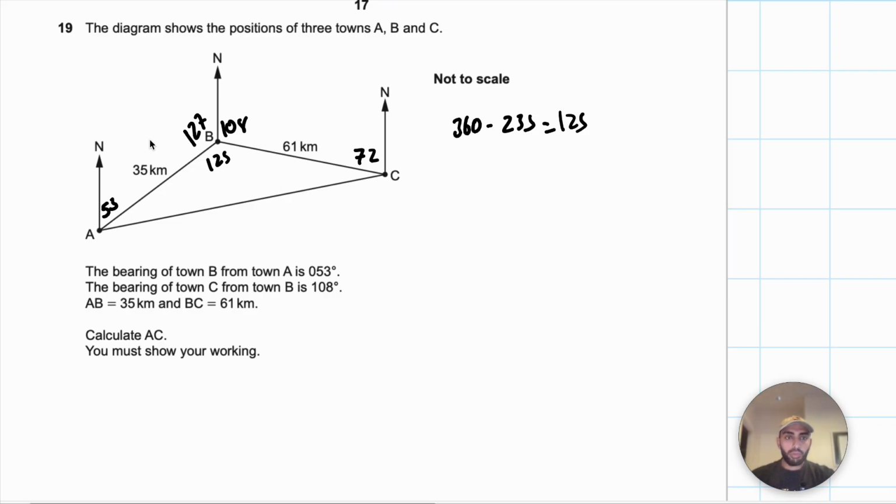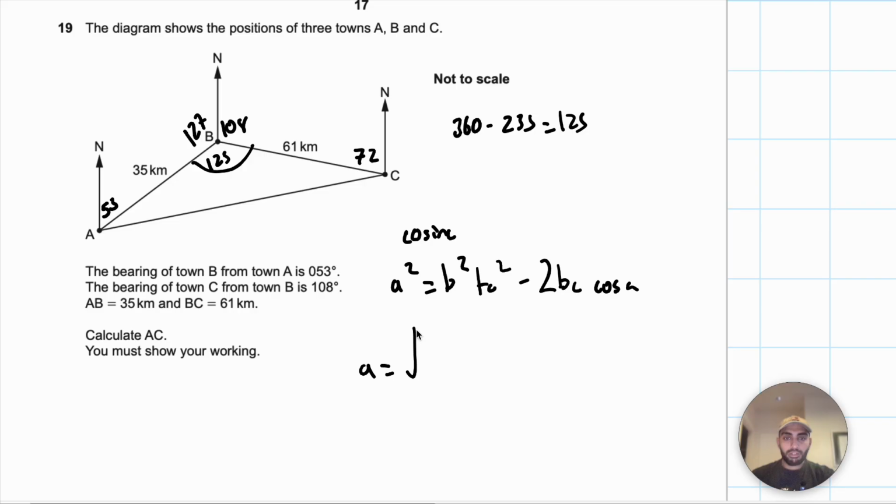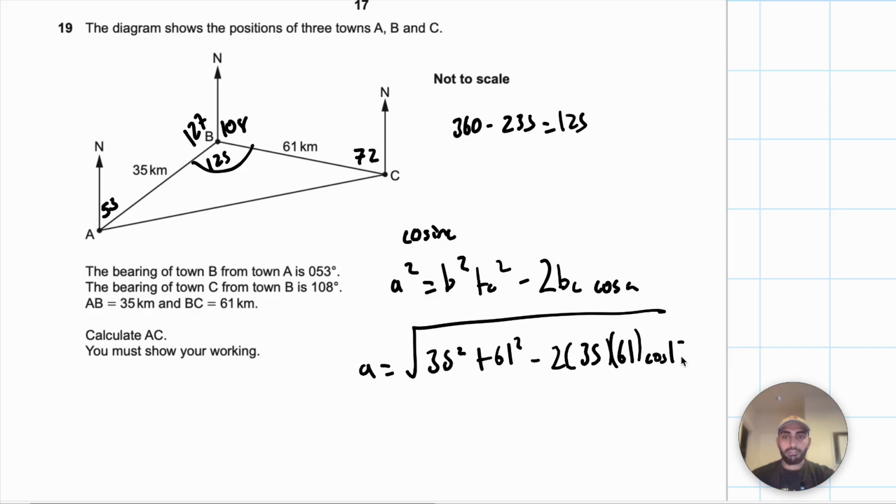So what rule could we use here? I can see I've got two sides and an angle between them. That tells me I'm going to be using my cosine rule. Well, it's a squared is equal to b squared plus c squared, so just like Pythagoras, minus 2bc cos of A. I'm going to substitute all of this in and I'll write it underneath the square root so I don't forget that squared here. The square root of 35 squared plus 61 squared minus 2 lots of 35 multiplied by 61 cos of 125. Just type this into the calculator and you get your final answer.